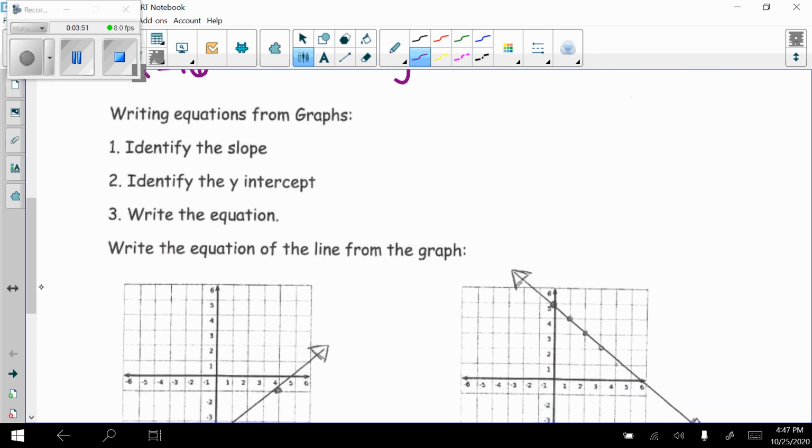Our steps to do this: number 1, identify the slope. We've already looked at how to identify a slope given a graph. We find our 2 points, and count how far up and over or down and over. Next, we identify the y-intercept. Remember, the y-intercept is where it crosses the y-axis. And finally, we write the equation. Again, we're going to put it in slope-intercept form.